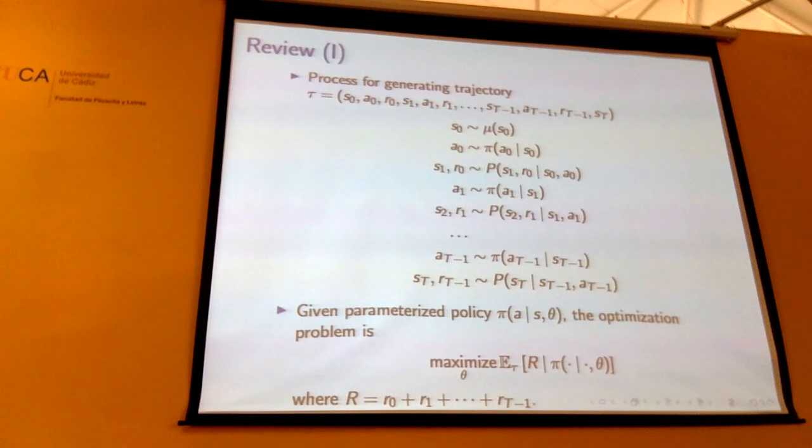And in general, we'll be talking about parameterized policies. So that means that the set of policies is indexed by this parameter vector, theta, which is just a vector of real numbers. And so this just becomes an optimization problem over this vector theta.